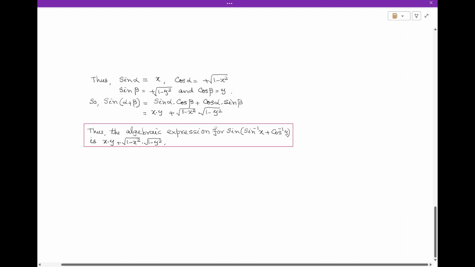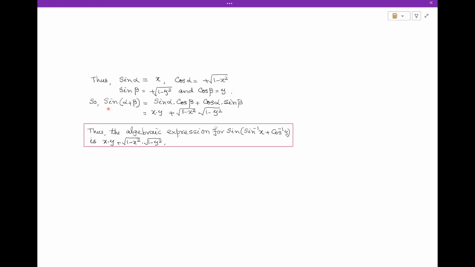So far, we have found out that sin alpha is x, cos alpha is the positive square root of 1 minus x square, sin beta is the positive square root of 1 minus y square, and cos beta is equal to y. Therefore, sin of alpha plus beta is equal to sin alpha multiplied by cos beta plus cos alpha multiplied by sin beta, which is x multiplied by y plus square root of 1 minus x square multiplied by square root of 1 minus y square.